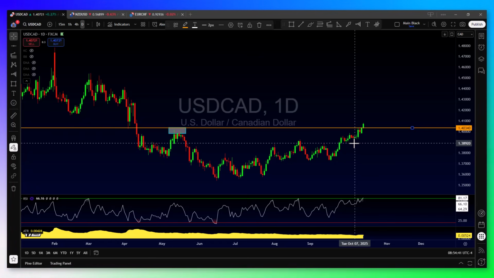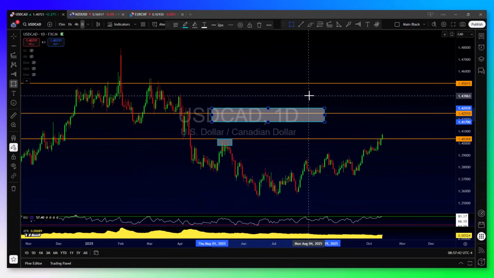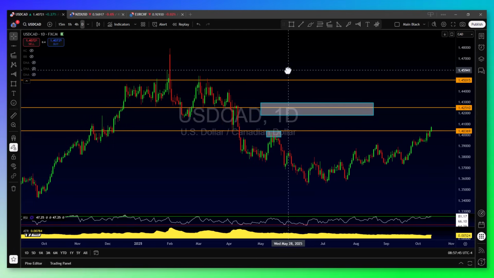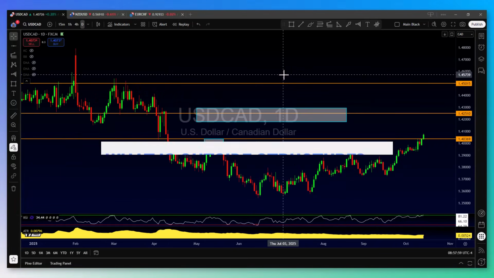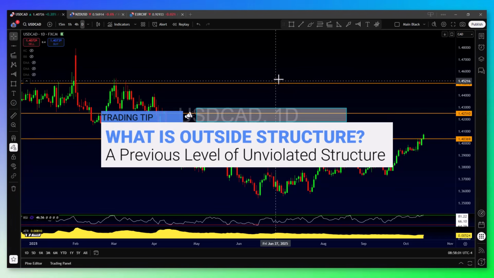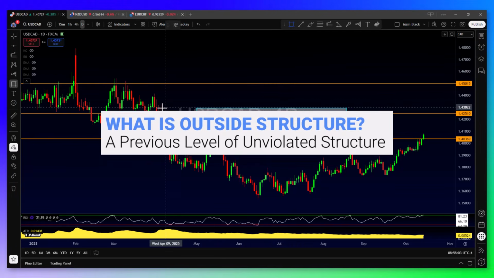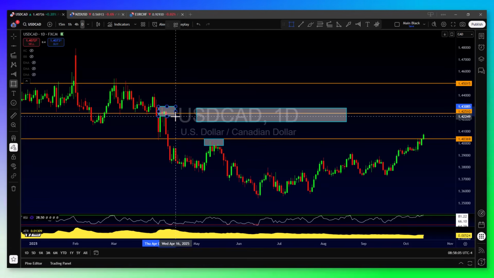We've got an interesting zone, in my opinion. So what I'm looking for is, again, our most recent level of outside structure. That's going to be the extreme for me. And then is there any type of inside structure that shows importance as well? So if we look at our most recent level of outside structure, remember, outside structure is our most recent level of structure that hasn't been violated. Our most recent level of outside structure is going to be right here.